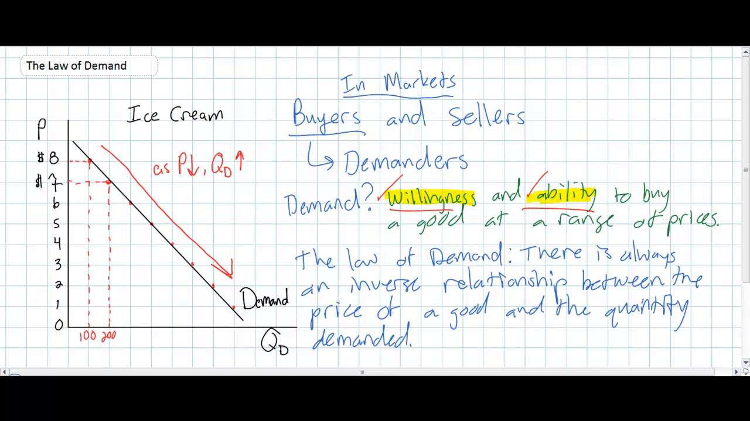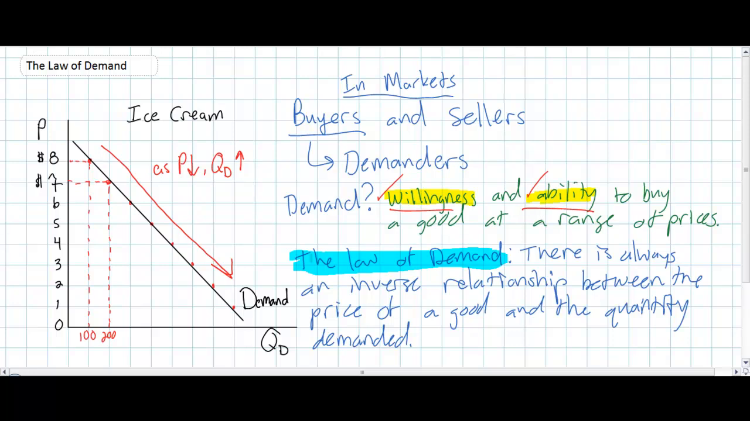We have defined demand as simply the willingness and the ability to buy a good at a range of prices. The demand curve illustrates this fundamental economic concept of the law of demand, which states that ceteris paribus, or assuming nothing else changes, there is always an inverse relationship between the price of a good and the quantity demanded.